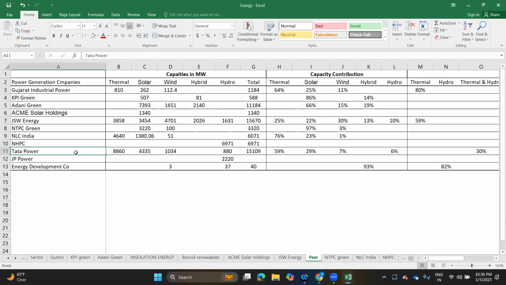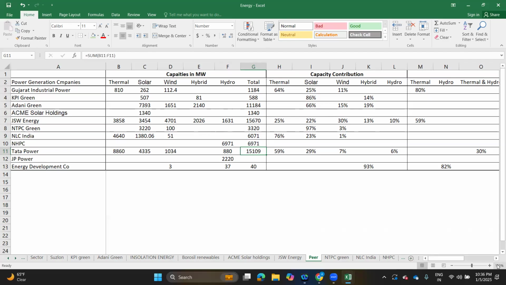Tata Power, another very big company. So total capacity is 15,109 megawatt. 59% of the capacity is thermal, 29% is solar, 7% is wind, and 6% is hydroelectricity.